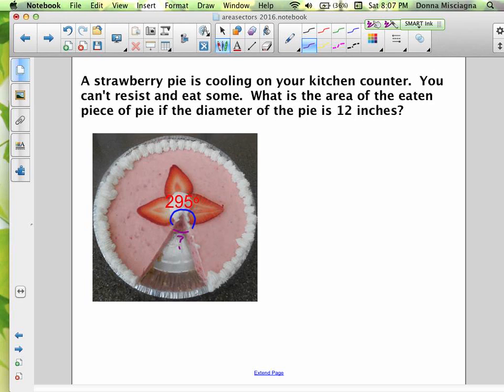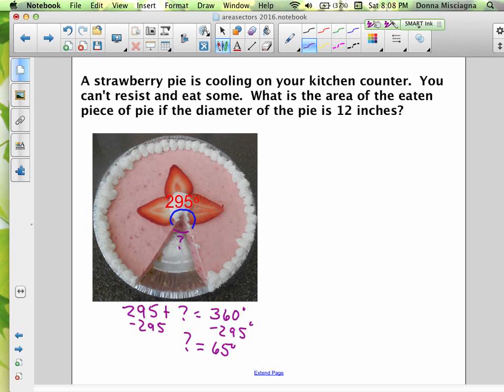All right, thank you for answering that question. Remember the total, whether we're measuring at the central angle or at the arcs on the outside, the total distance around a circle, there's 360 degrees in a circle, right? So 295 plus question mark is going to be equal to 360 degrees. If we subtract 295 from both sides, the sector that you ate had a central angle measure of 65 degrees. Let's find out the area, though, of that piece that you ate.